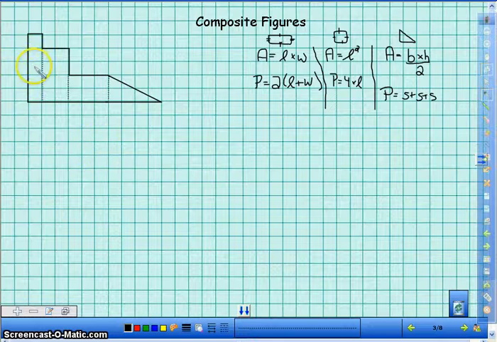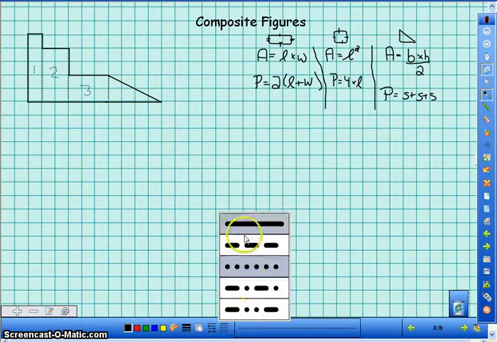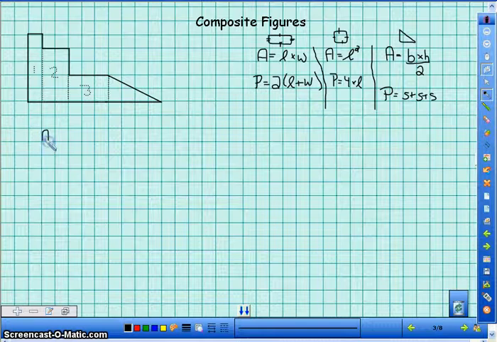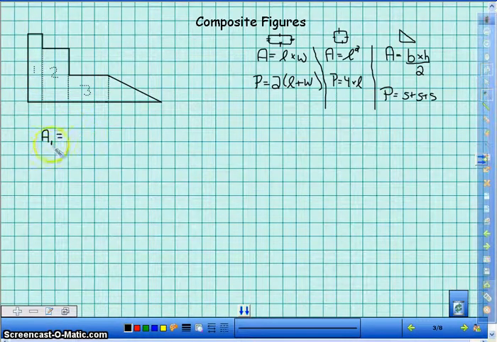So let's look at what we have. We can identify this as rectangle 1, rectangle 2, rectangle 3, and triangle 1. The area formulas and these little sub-numbers are important. It's how you organize your mathematical work. So the area of rectangle 1, so this 1 is saying rectangle 1, is length times width. So we have our width of 1 and our length of 1, 2, 3, 4, 5.